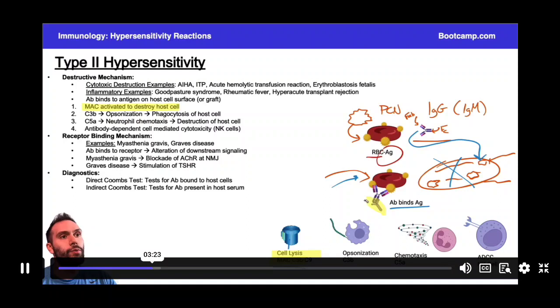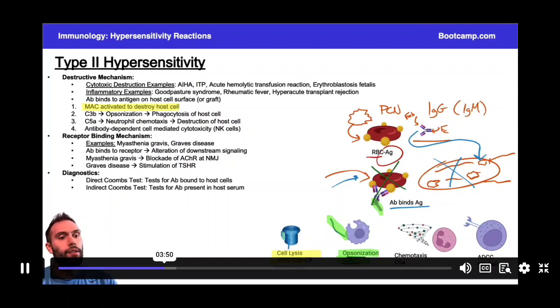So instead of going to the terminal component of this membrane attack complex, I can stimulate C3b specifically. And C3b can then kind of drag in some of these phagocytic cells to essentially opsonize this red blood cell. And the end result is pretty much the same thing, right? We're going to destroy our own host cell that has this antigen bound, only it's a little bit different pathway. It's through C3b. Remember, that's particularly high yield. Remember, C3b is associated with opsonization.